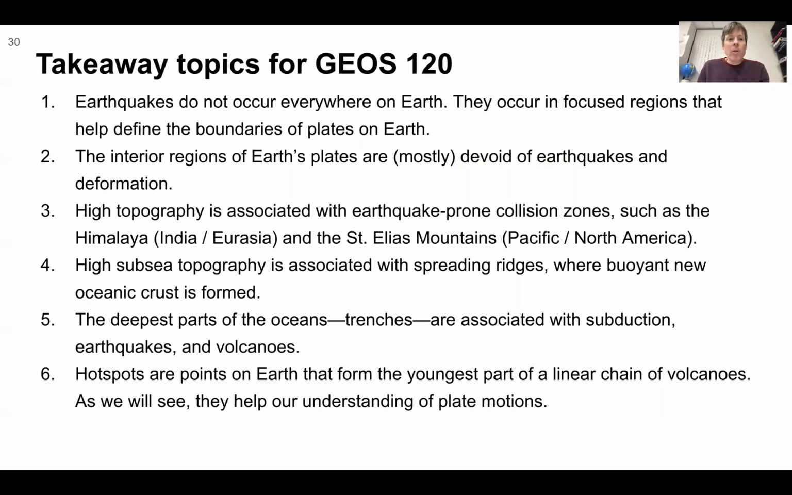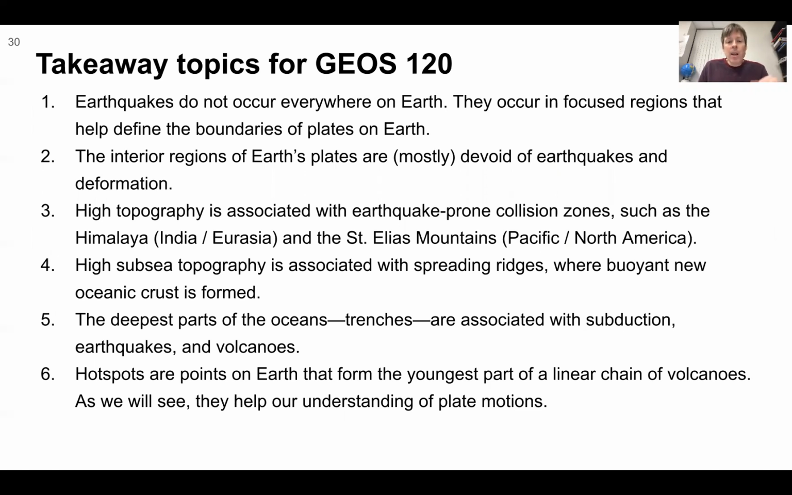Takeaway topics: earthquakes do not occur everywhere on Earth. They occur in focused regions that help define the boundaries of plates on Earth. This is the connect the dots idea. The interior regions of Earth's plates are mostly devoid of earthquakes and deformation. High topography is associated with earthquake-prone collision zones, such as the Himalaya, between the India-Eurasia plates, and the St. Elias Mountains in Alaska, between the Pacific and North America plates.